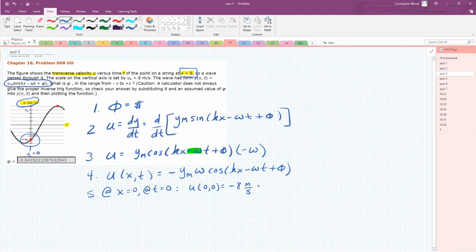And that also equals negative y_m omega cosine of, let's do the low-hanging fruit. This is at x equals 0, this whole graph, x equals 0. We're looking at the specific time point at time equals 0. So this is what we have.